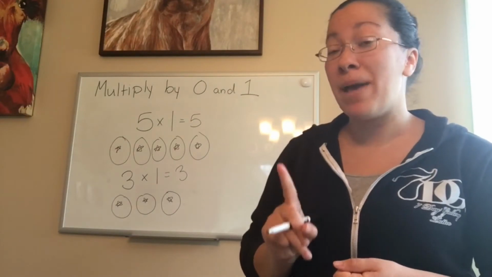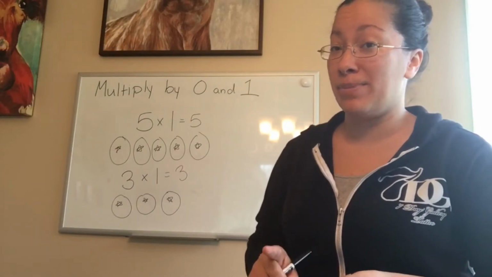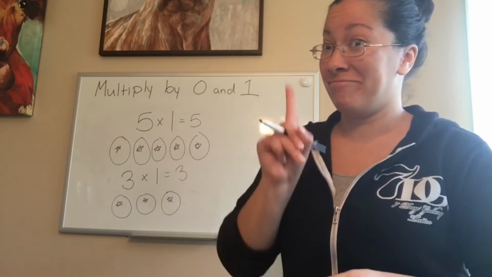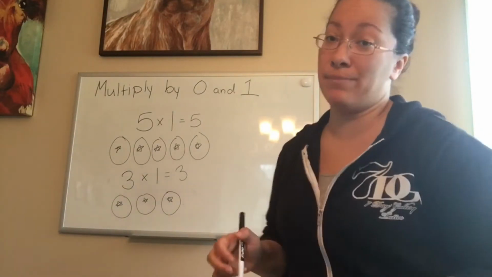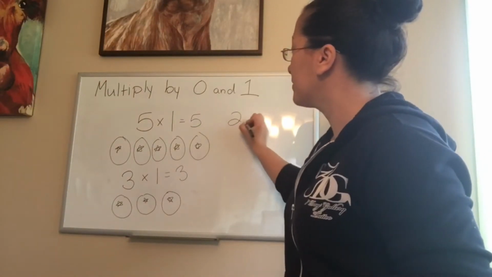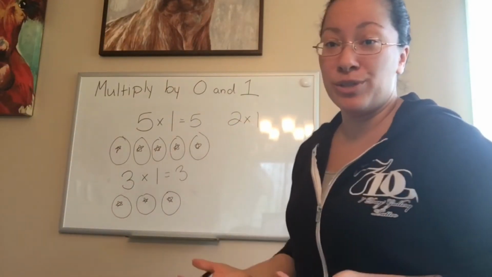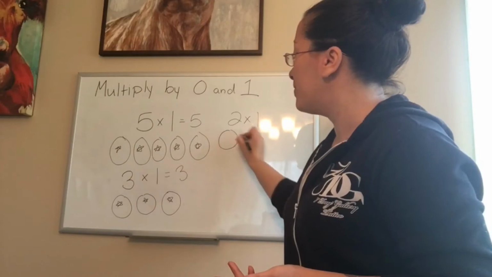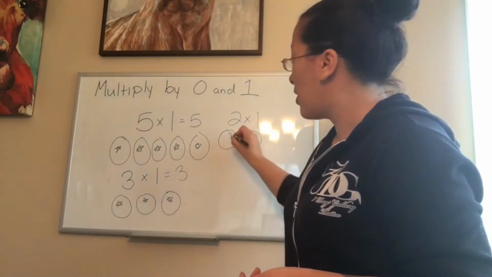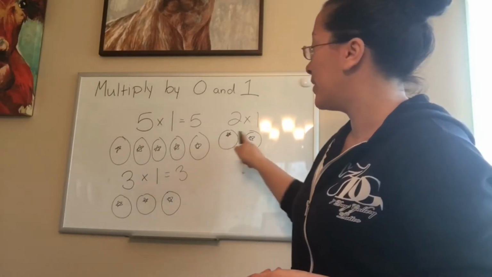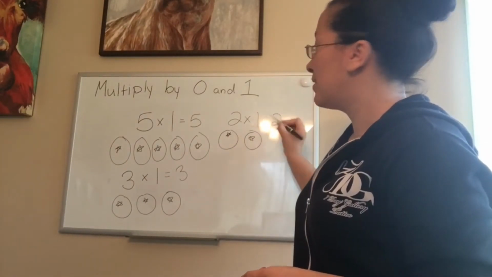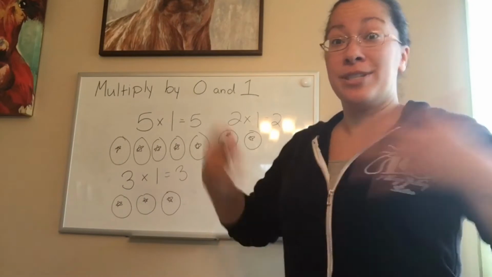Now, do you see a pattern emerging when we multiply by 1? You're about to if you don't. So let's try a couple more. Let's do 2 times 1. So I have my 2 times 1. I draw my 2 groups. I draw my 1 in each group. I count my items. 1, 2 is 2.